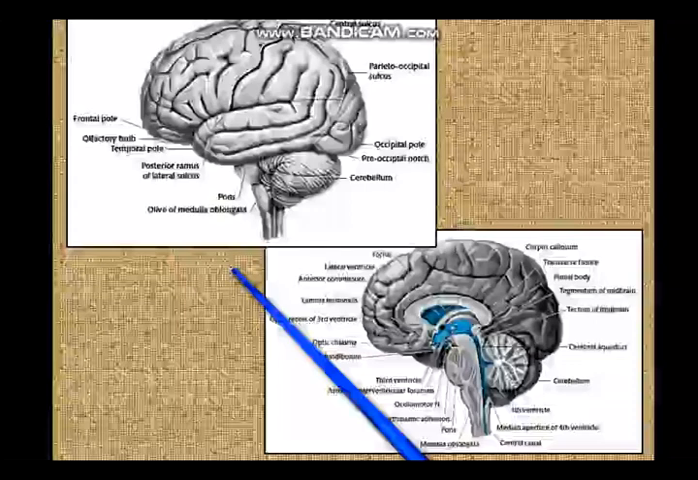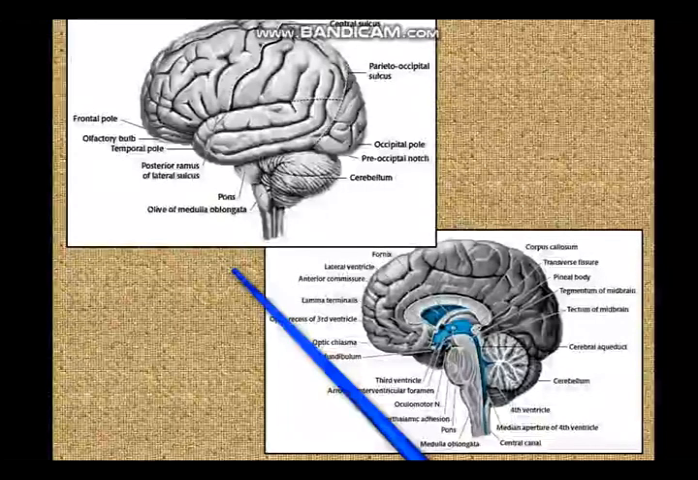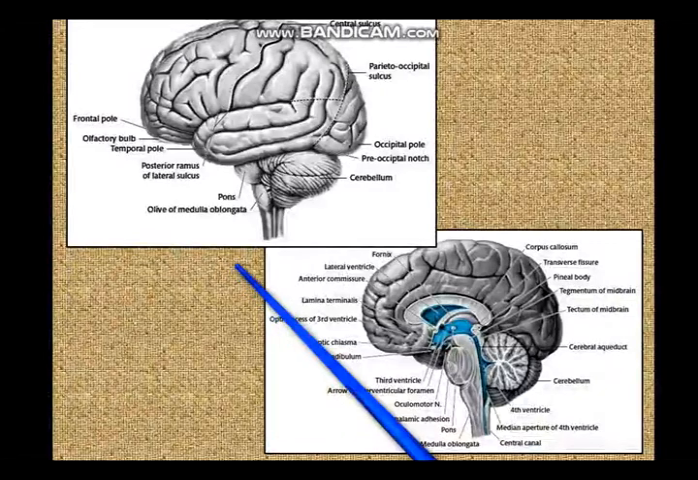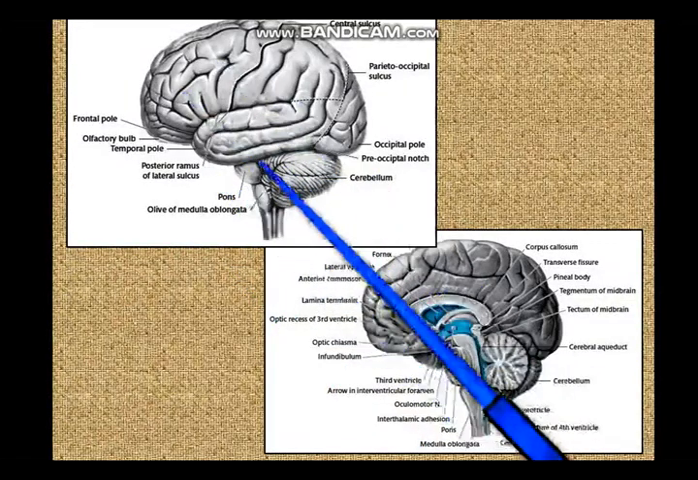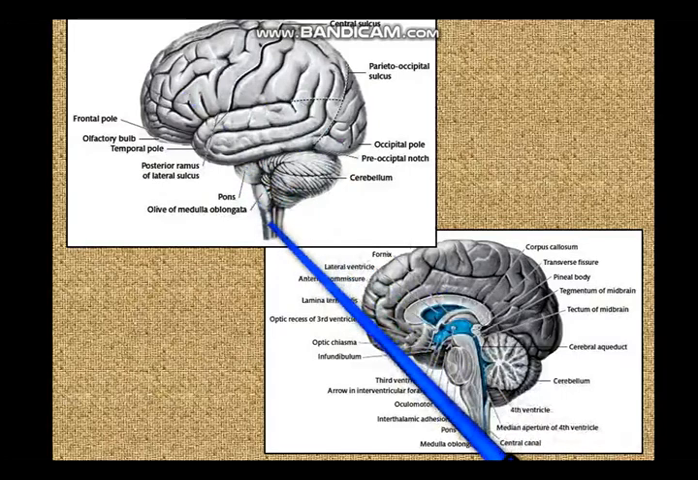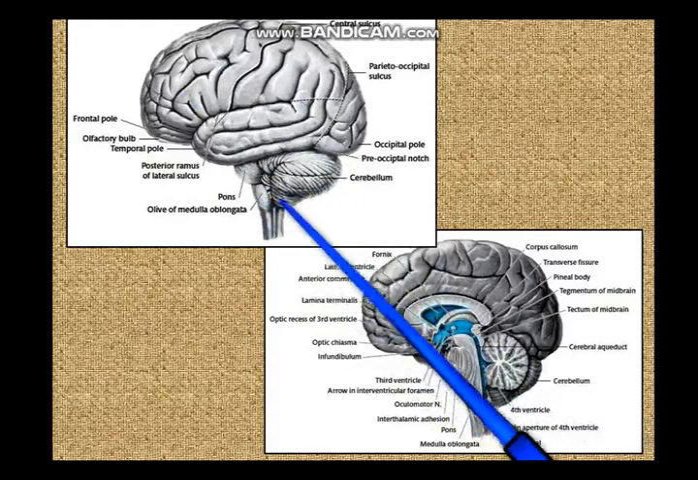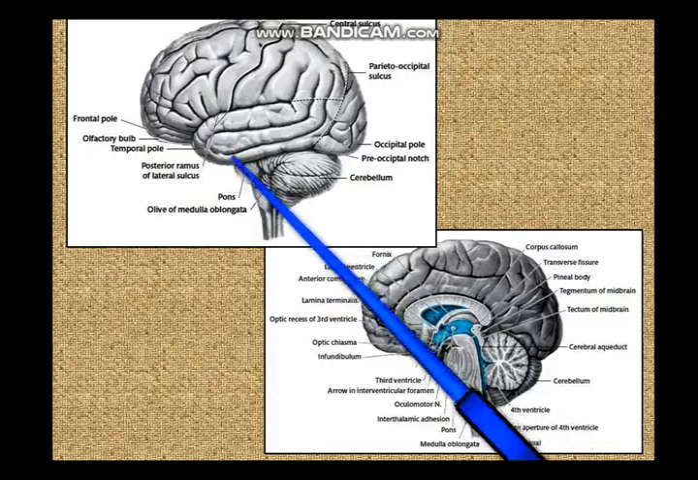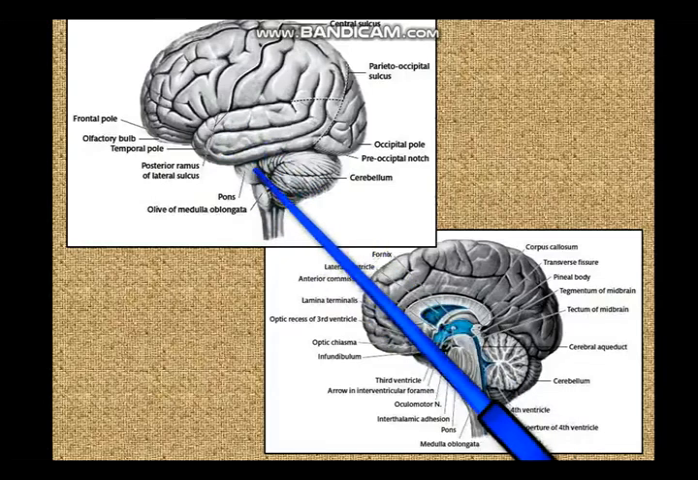Hello everyone, and today we are going to take a look at the external features of the brain stem. Now here in the whole brain you can see part of the brain stem. You can see the pons and you can see the medulla, and we can make out the cerebellum behind the pons and medulla. But what you can't see is the midbrain. It is obscured by these temporal lobes.